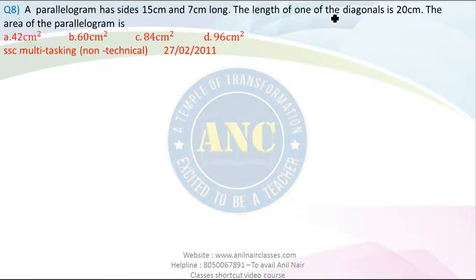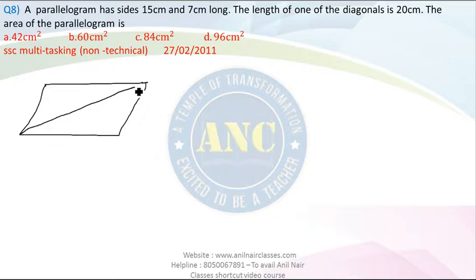Quickly tell me the answer for this question, sir. Quickly. A parallelogram has sides 15 centimeter and 7 centimeter long. That means one side is 15, other side is 7. Length of one of the diagonals is 20. Area of the parallelogram I require. That means its semi-perimeter is 20 plus 15, 35 plus 7 is 42, half is 21.